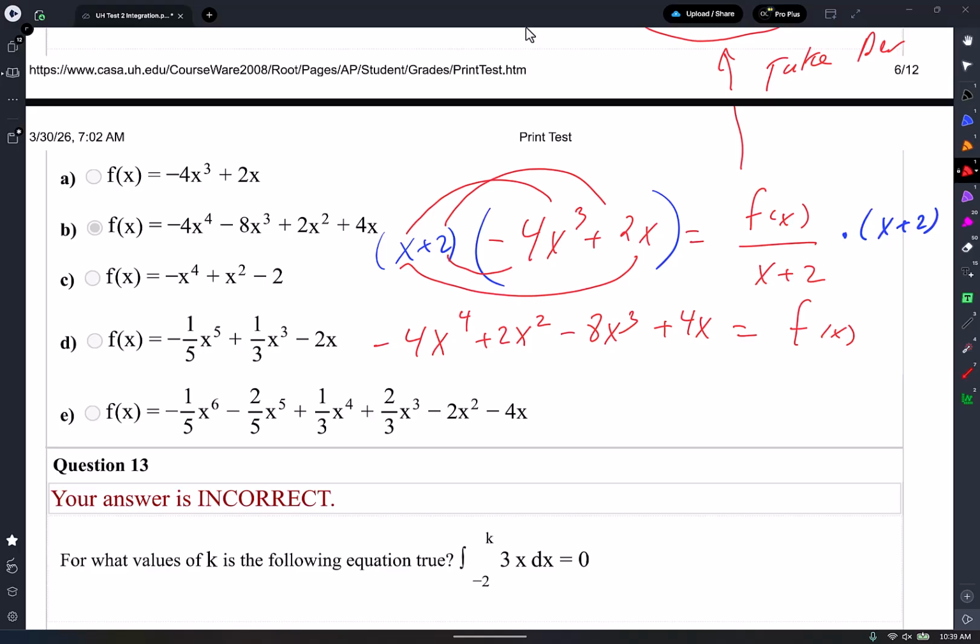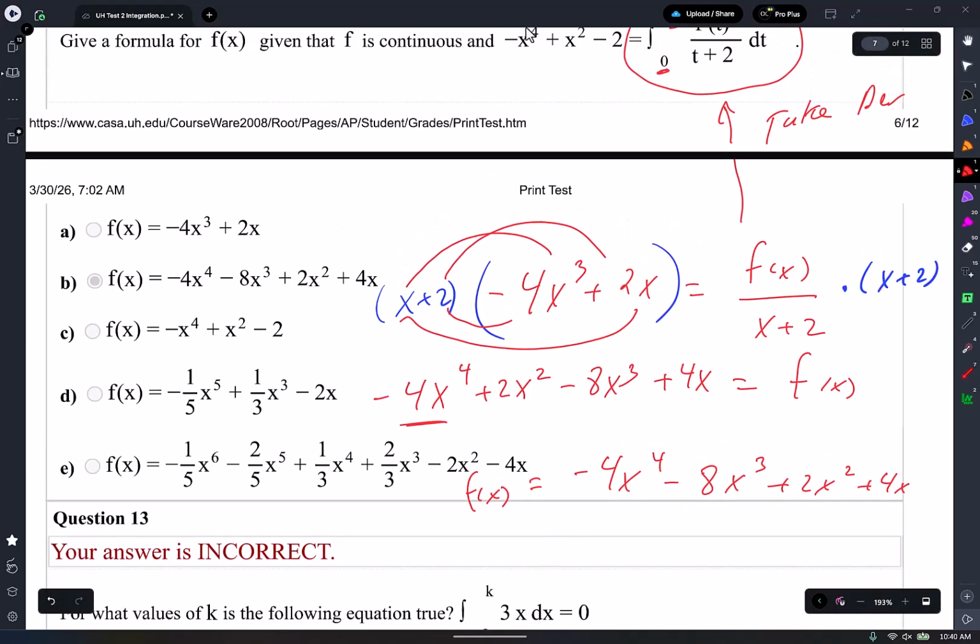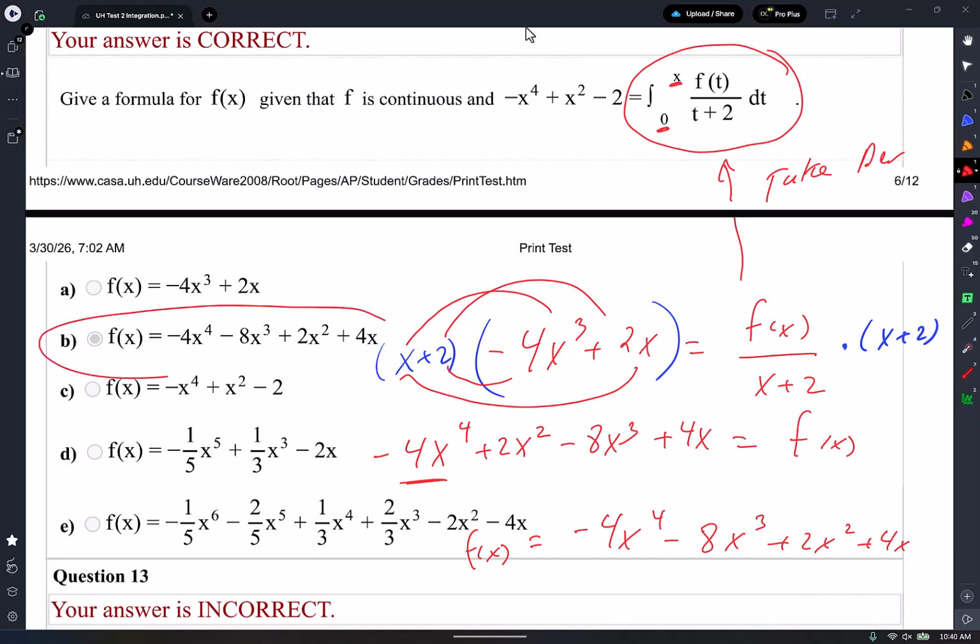Let's put it in order, guys. Highest degree to lowest degree. Let's see. Is this the highest degree? Yeah. So, and then this one. So, -4x to the 4th minus 8x cubed plus 2x squared plus 4x. All that equals f of x. Do we have that answer anywhere? Which one is it? B. You got it right. Good job.